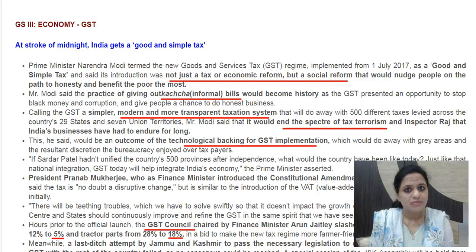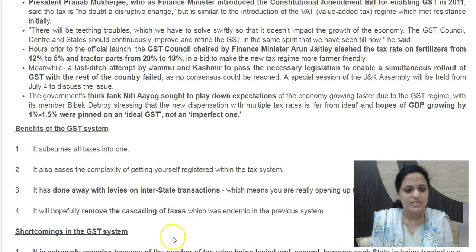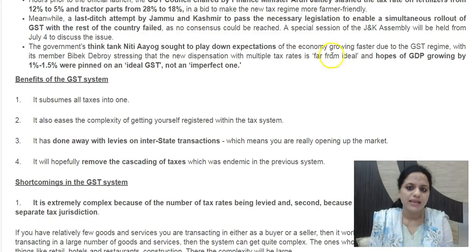And there is only one state which has not passed the GST law. Central GST and state GST acts are all in place, but the one state which has not done that is Jammu and Kashmir. It made a last ditch effort to have the GST law passed by its legislature, but that failed. Now the Jammu and Kashmir Legislative Assembly will meet on 4th July and try to pass the bill. So Jammu and Kashmir presently is not within the ambit of GST.